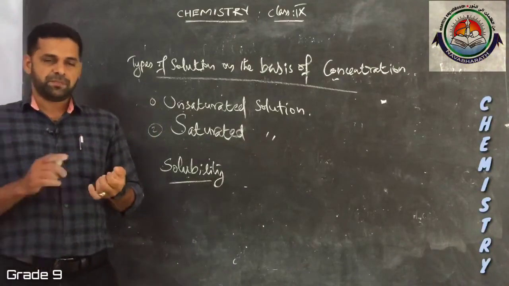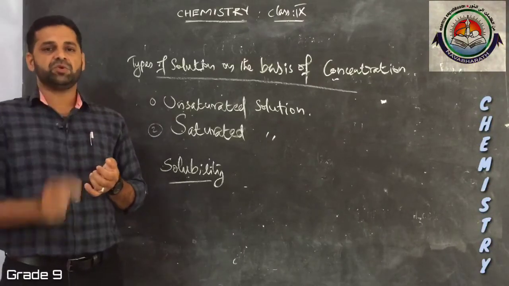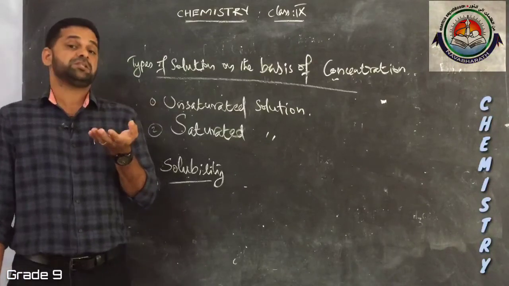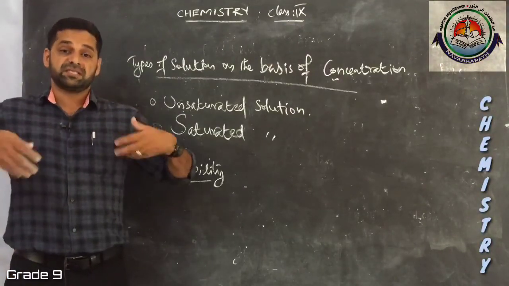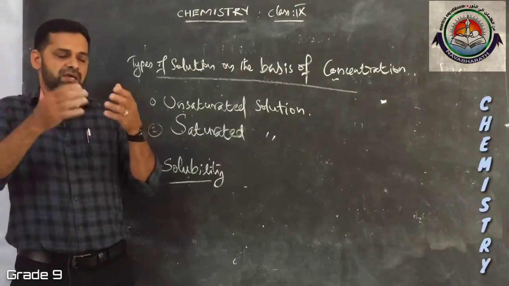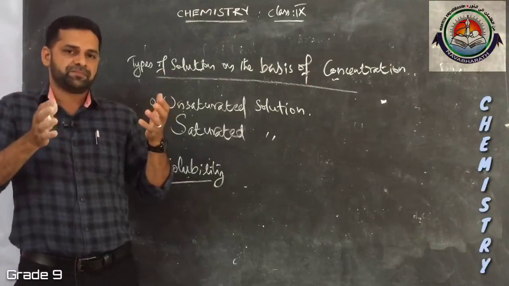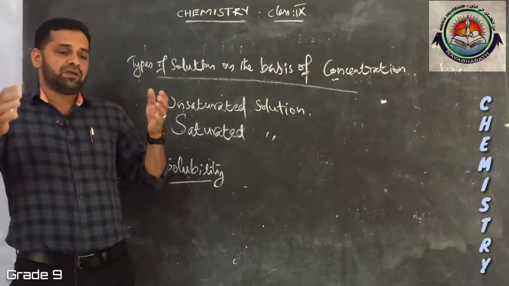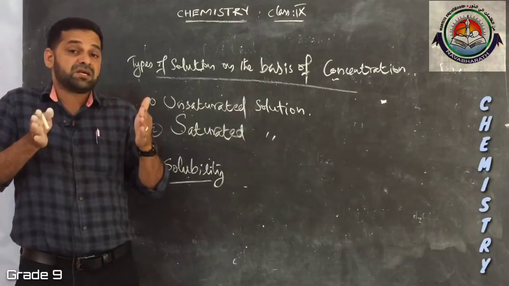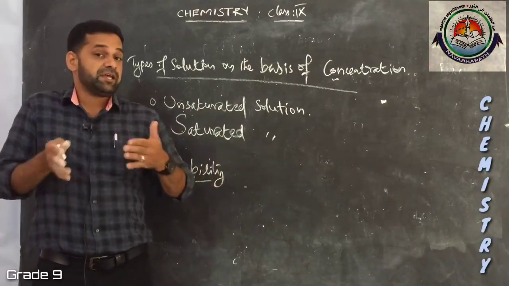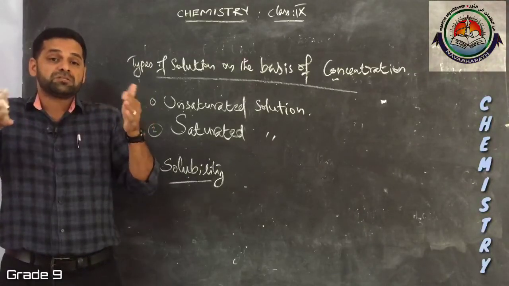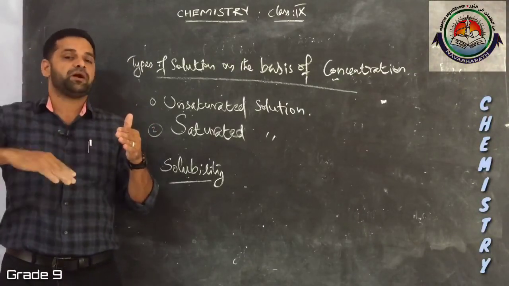How? Because when we heat a solution, the solute particles present in the solution get more energy, that is kinetic energy. When they get more kinetic energy, they have the freedom to move everywhere, isn't it? So when they are moving, there will be more space between the particles, that is, the interparticle space increases. When the interparticle space increases, that provides more space to accommodate more solute particles. Did you get it?